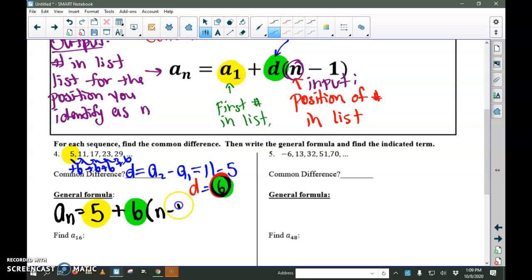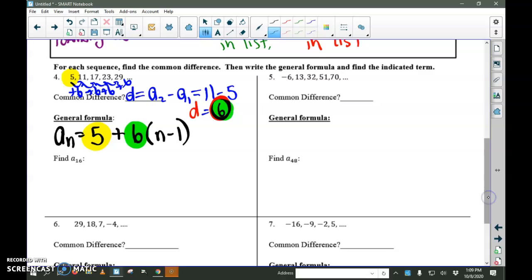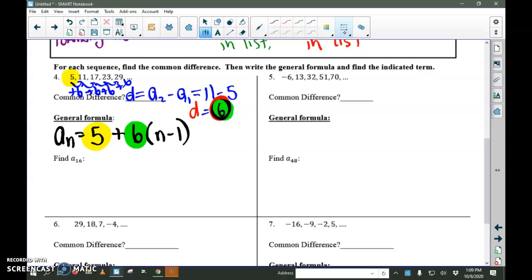parentheses, n minus 1. So when we talk about a general formula, we still have this n, which is our input, and the a sub n, which is our output. We're leaving those pieces blank in the general formula, and I'm just filling in the first term and the common difference. And now I am going to go and determine what a sub 16 is.